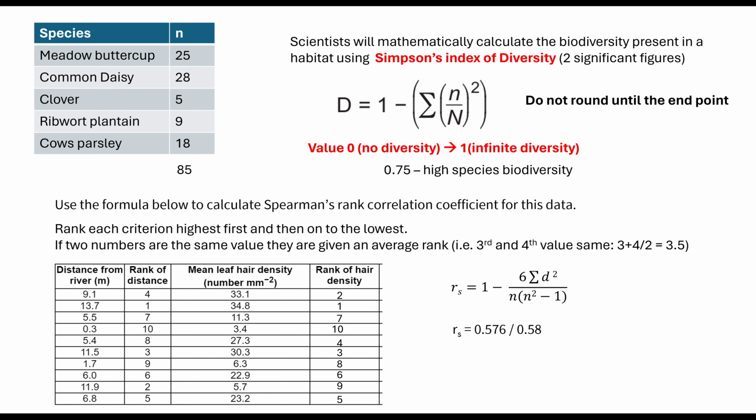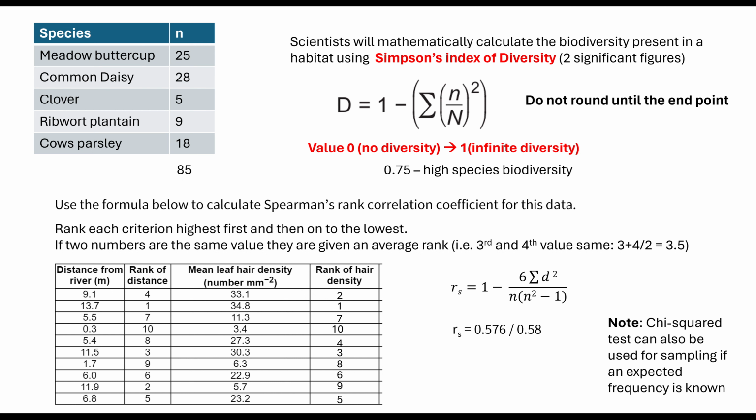Now do be aware, if it's not Simpson's index they ask you to do, and it's not Spearman's rank correlation coefficient, they can ask you to do a chi-squared test on this. And if they are going to ask you to do a chi-squared test, what they're expecting is for you to understand that you will be given an expected frequency and then what to do with that expected frequency.